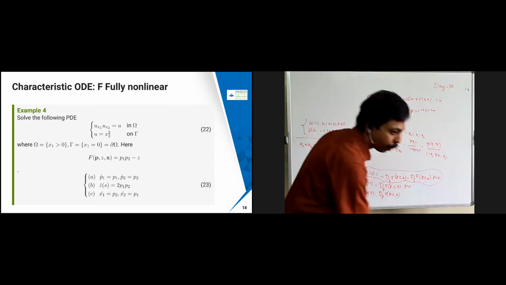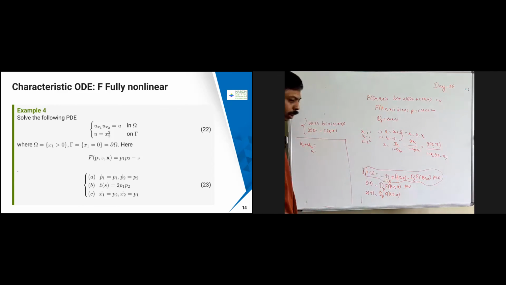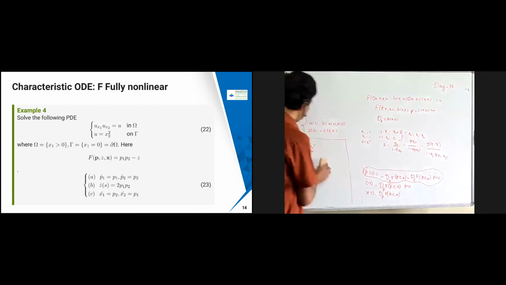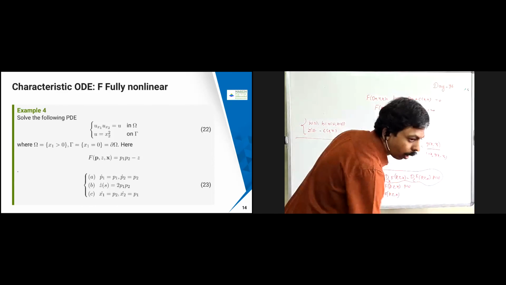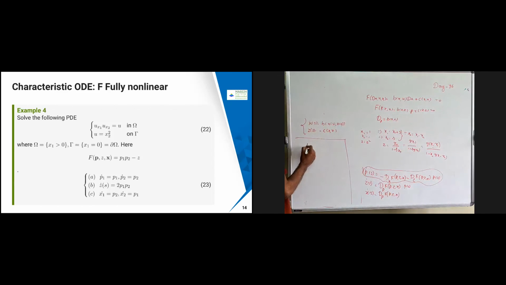Okay, so that problem is u of x1, x2 equal to u. Okay, u_x1 u_x2 equal to u, and u equal to x2. So u_x1 u_x2 equal to u. Okay, and u equal to x2 square.